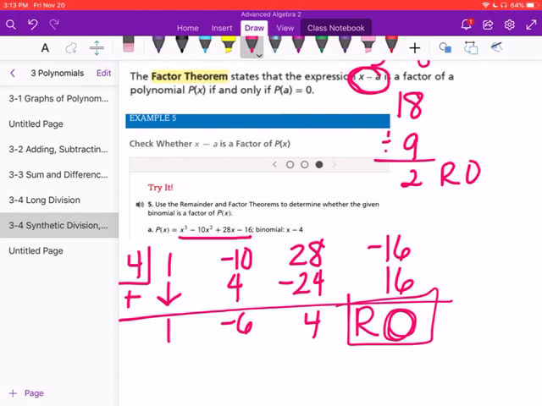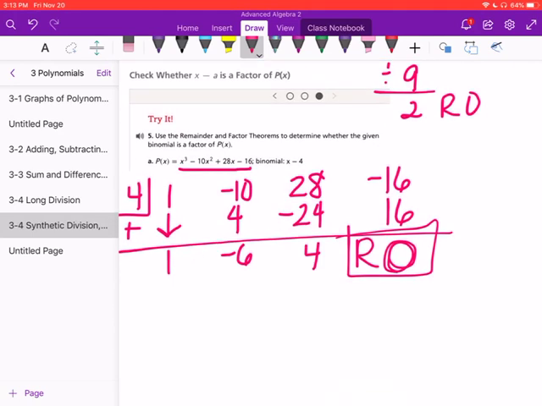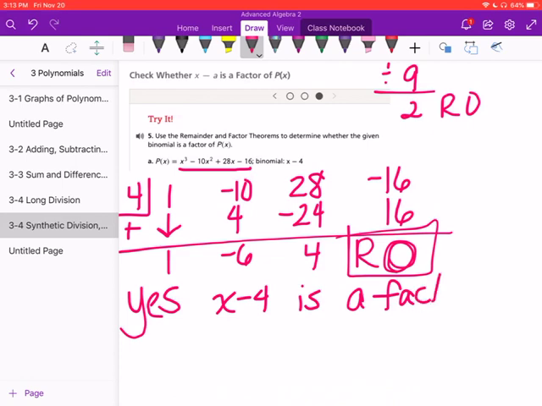So what am I trying to answer? Is it a factor, yes or no? Yes. x minus 4 is a factor because the remainder equals 0.